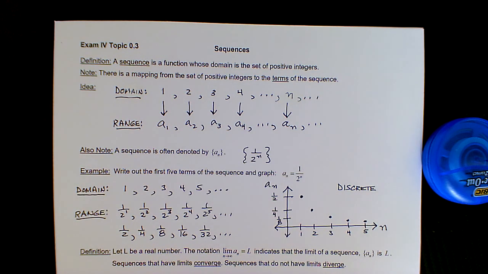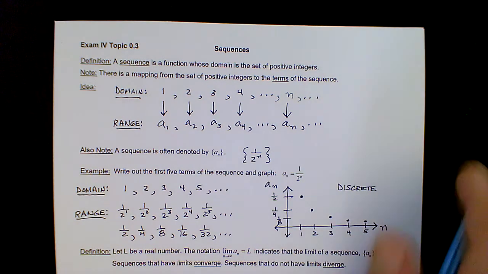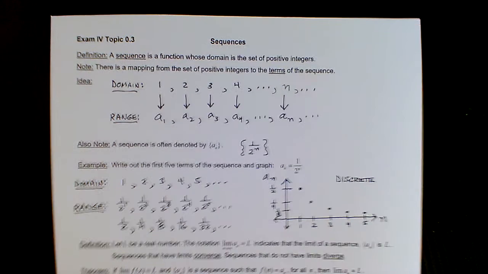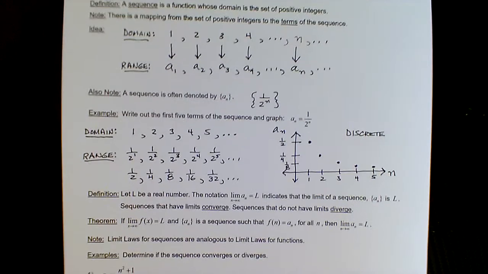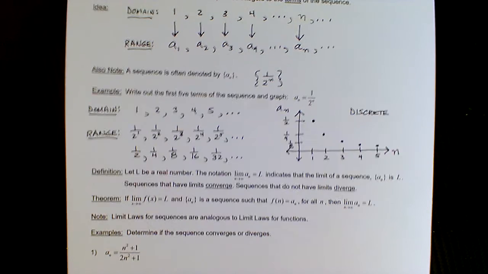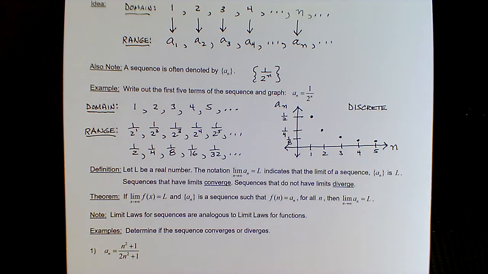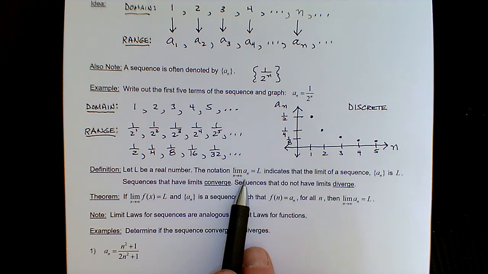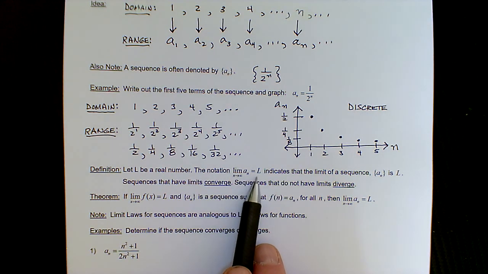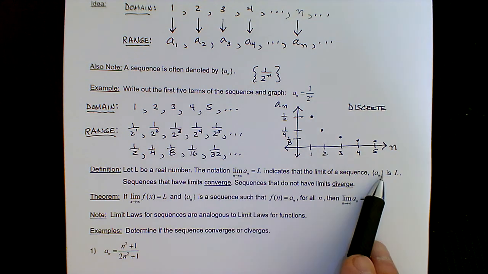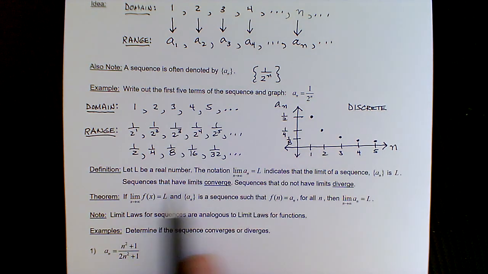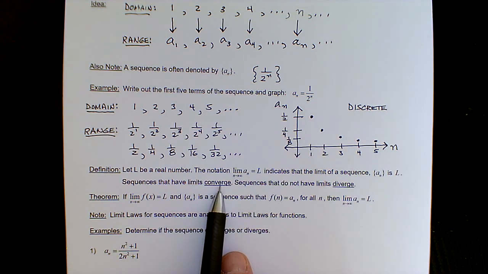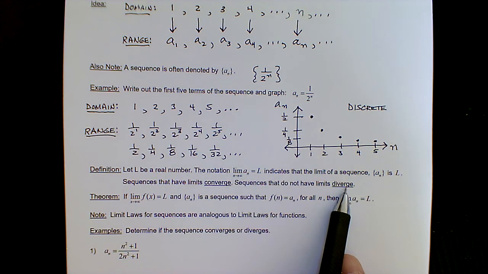Now, a couple things that we'll probably abuse more than we ever will even think of the fact that we're using them is the following definition and theorem. We first define the limit of a sequence. We say the limit as n goes to infinity of a sub n equals L, and that's the limit. If sequences have limits, they converge. If they do not have limits, they diverge.